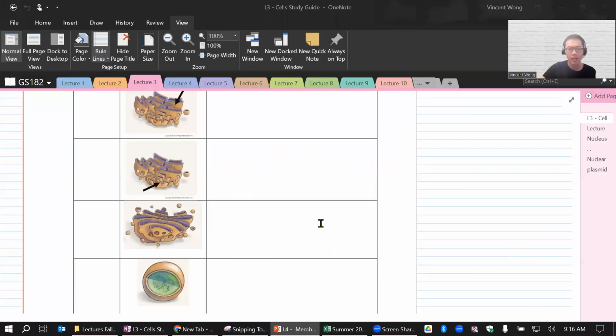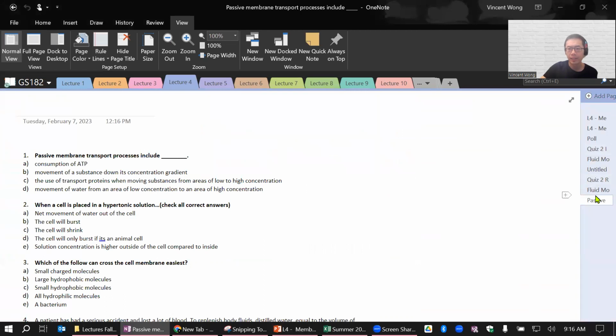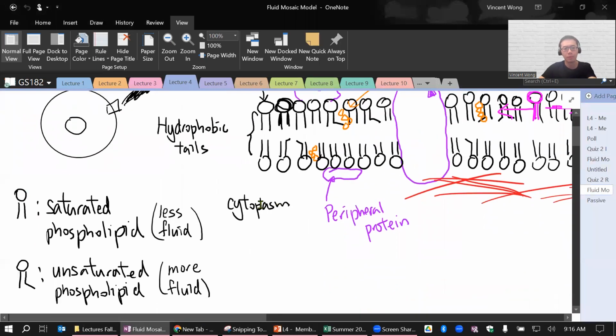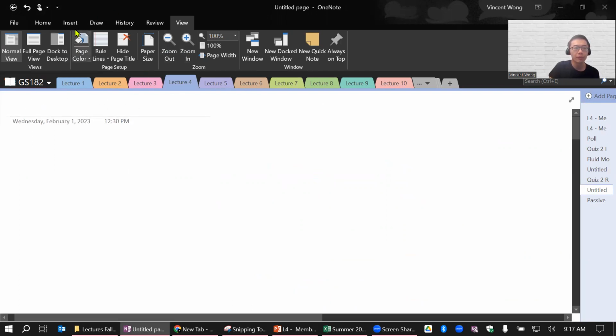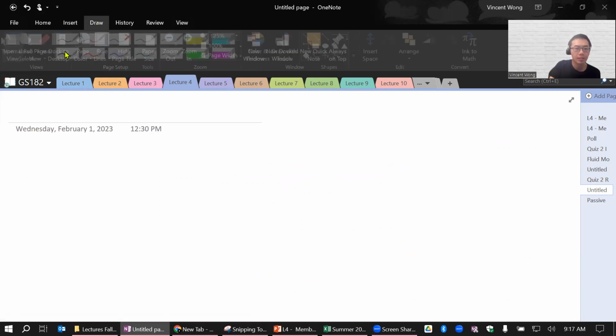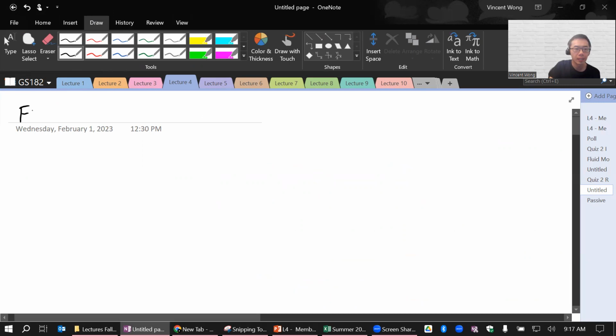So let's just draw that out together, and hopefully it will make more sense when you draw it out. This here is called the fluid mosaic model. Please take out a piece of paper and copy it down: fluid mosaic model.